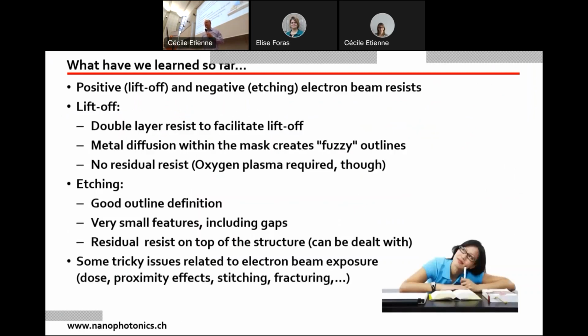So that's, at this stage, the summary. These two processes: lift-off, which is very widespread, used a lot, but I think produces less accurate structures, and etching, which is, I think, emerging now more and more, and allows you to control extremely precisely the features that you have in your system. And for both approaches, you still have some very tricky issues that you have to master before you can produce something you can really use. So that's it so far for the first introduction on technology.